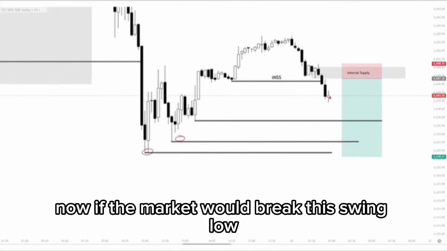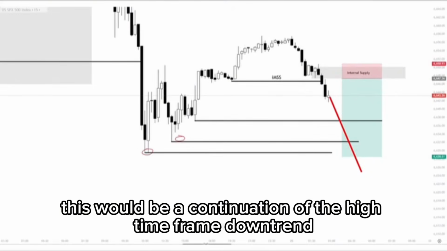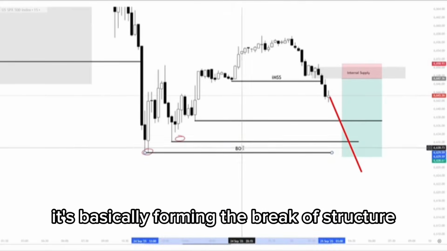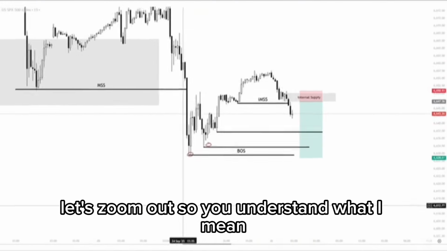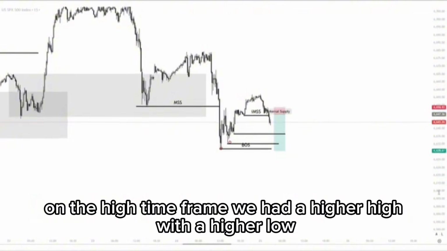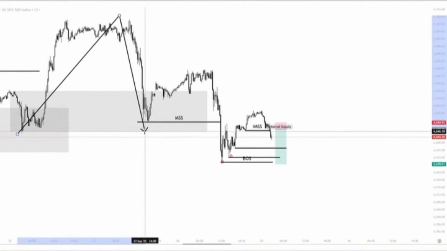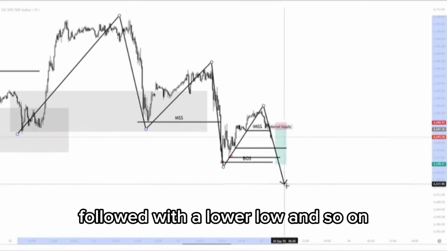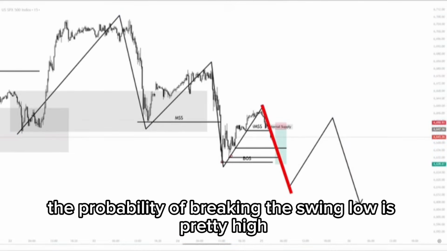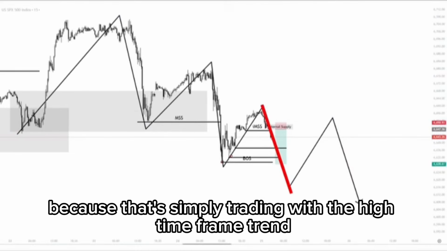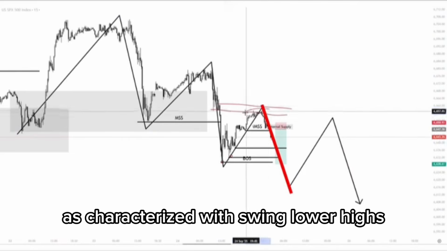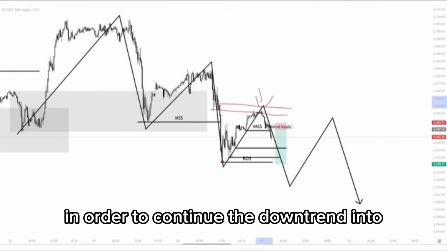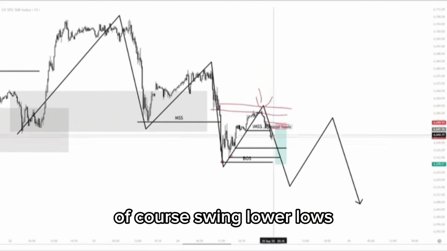Now if the market would break this swing low, this would be a continuation of the high time frame downtrend. It's basically forming the break of structure. Let's zoom out so you understand what I mean. On the high time frame, we had a higher high with a higher low, that later turned into a lower high, followed with a lower low, and so on. The probability of breaking the swing low is pretty high, because that's simply trading with the high time frame trend. As characterized with swing lower highs that reject back down from supply zones in order to continue the downtrend, into of course swing lower lows.